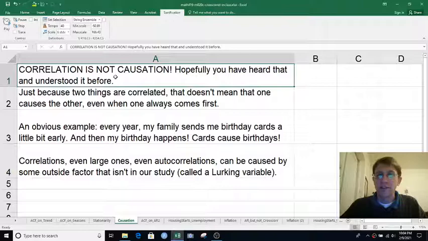So correlations, even large ones, even autocorrelations, can be caused by some outside factor that isn't in our study, called a lurking variable. And so you just can't conclude causation when you see a correlation.